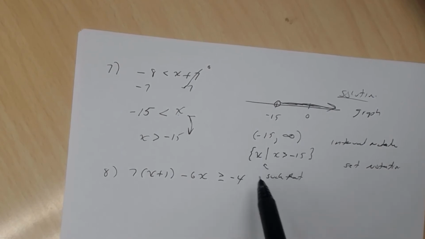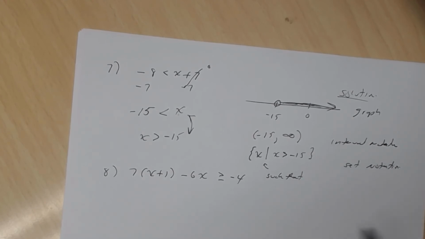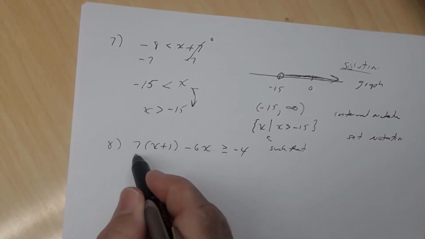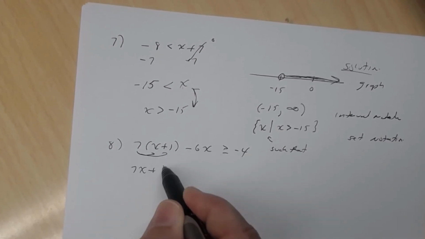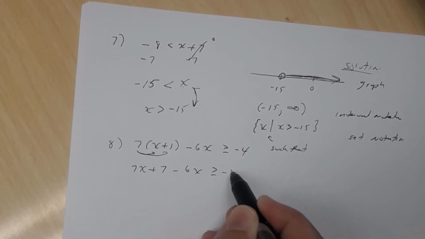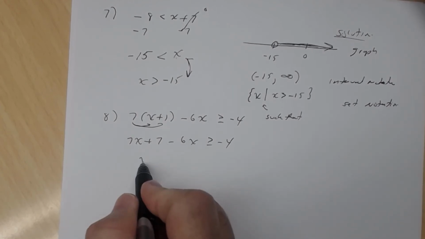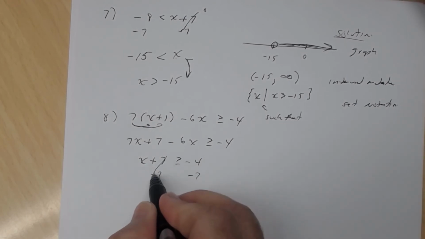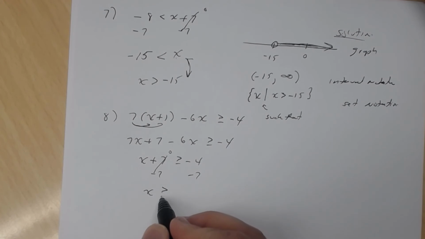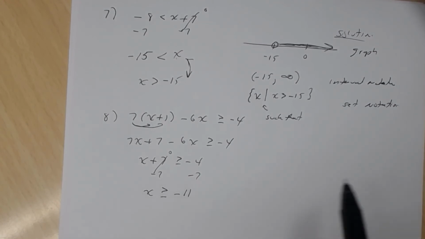All right. Over here, you're going to do the same thing. You're going to graph, put the interval notation, and do set notation. To solve this, first use the distributive property. So 7x plus 7 minus 6x is greater than or equal to negative 4. Then combine like terms. 7x and minus 6x is x, so x plus 7 is greater than or equal to negative 4. Then subtract 7 from both sides and combine like terms. I get x is greater than or equal to negative 11. So your solutions to this original inequality would be any real number that's greater than or equal to negative 11.